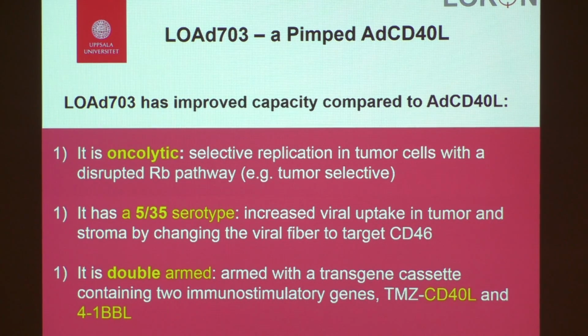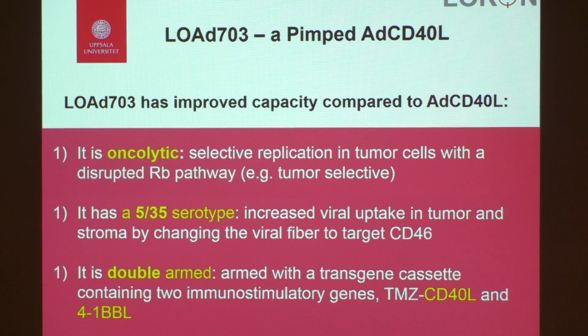It also means that we will maybe have a little bit longer expression of the transgenes since more cells will be infected. And we also will have some spreading of antigens. We also changed the fiber on the virus to that of serotype 35, so we will target CD46 instead. And CD46 is more abundantly expressed on tumor cells compared to CAR, which is the normal receptor for adenovirus serotype 5.